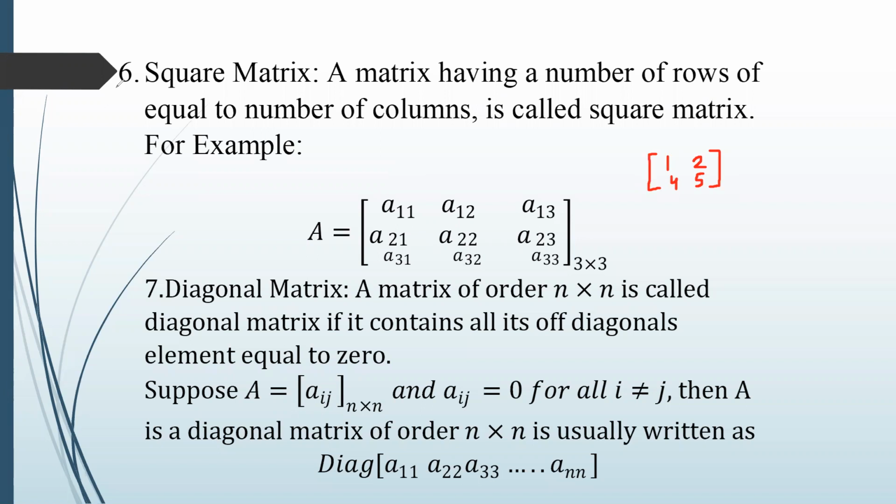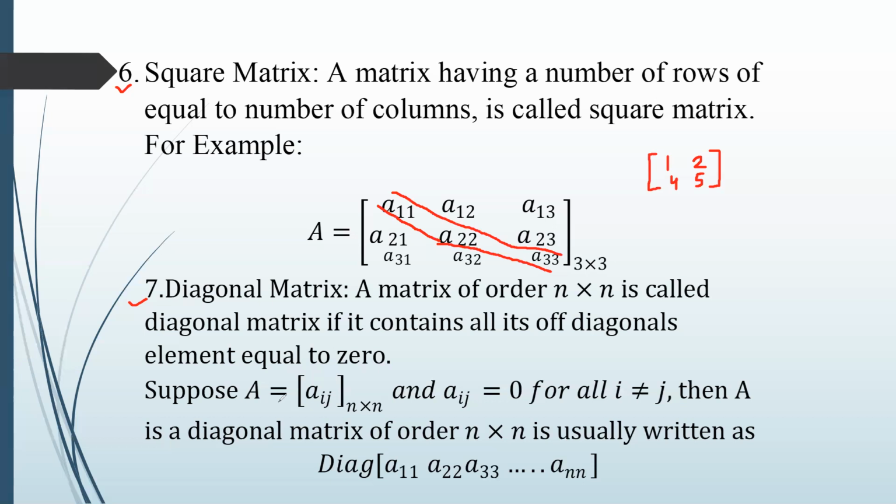So is that clear? What is a square matrix? Now we go for diagonal matrix. A matrix of order n by n is called a diagonal matrix if it contains all its off-diagonal elements equal to 0. It means here we see that this is the principal diagonal of this matrix, and if the remaining elements are 0, then we say that this matrix is a diagonal matrix, like that.